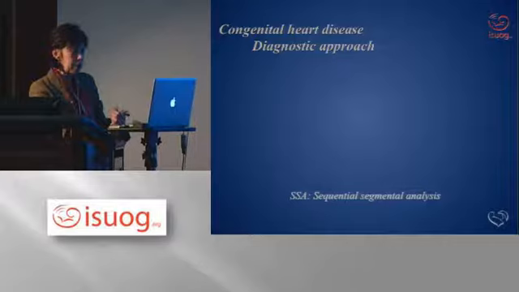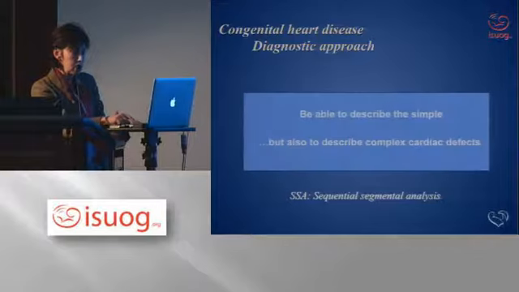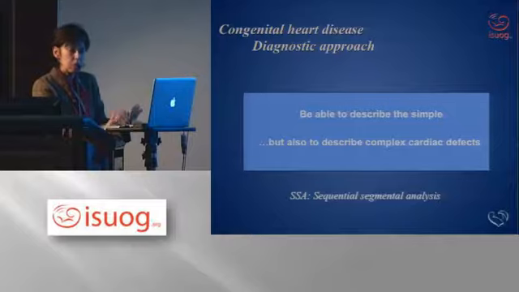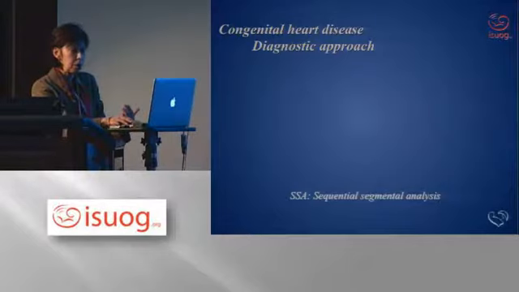And that's the diagnostic approach that a lot of people use. It's not universal, but across the world, many people would use a sequential segmental analysis in congenital heart disease. And basically, it's to be able to describe simple abnormalities, but also to describe very complex defects. You might say, well, why use that if you have a simple VSD?